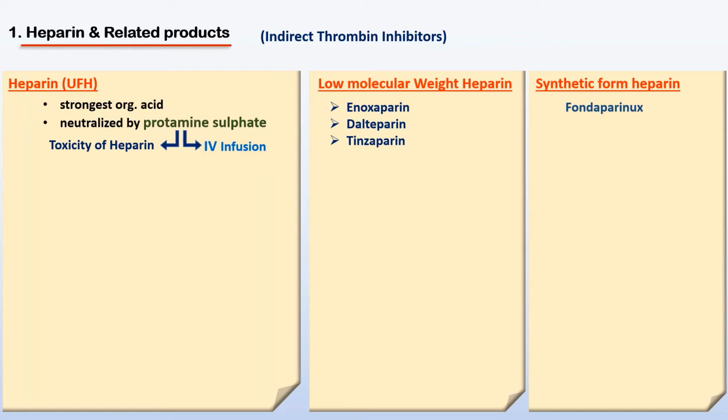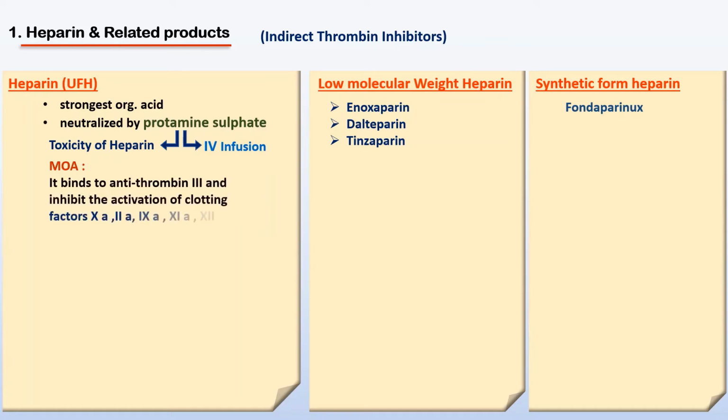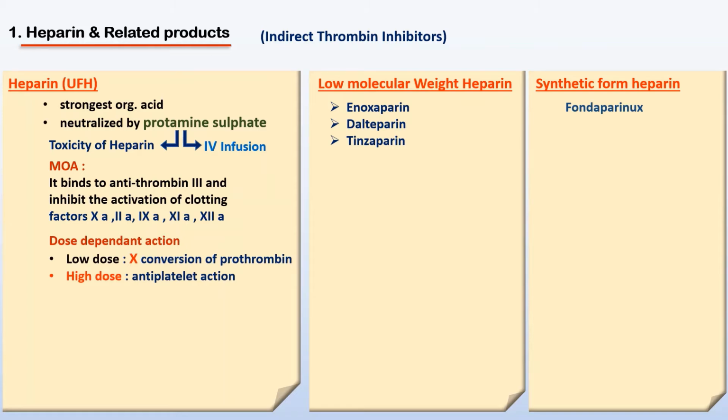Now about the mechanism of action of heparin. Heparin binds with the endogenous antithrombin 3 and inhibits the activation of the clotting factors 10A, 2A, 9A, 11A, 12A by forming a stable complex with them. Heparin shows a dose dependent action, that is at a low concentration heparin selectively inhibits the conversion of prothrombin to thrombin and prevents further thrombus formation, and at high doses it has antiplatelet action. And again heparin reduces the blood lipid level by releasing lipoprotein lipase from the vessel walls and tissues.